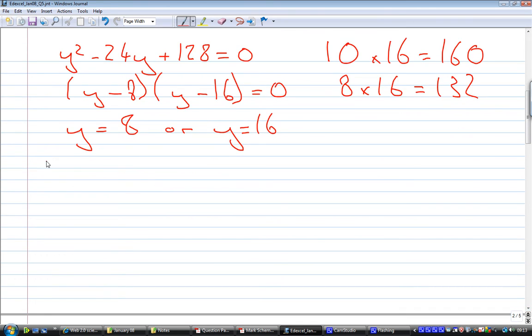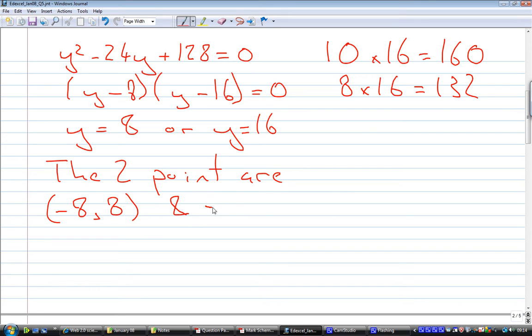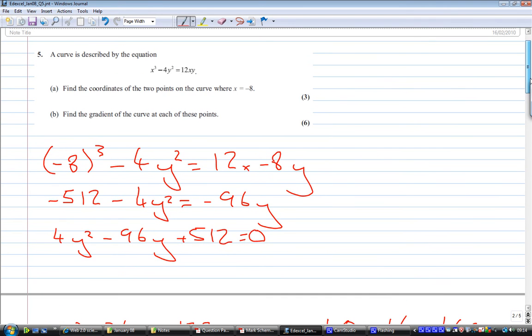So now we're going to find what the 2 points are. The 2 points are, x is -8 in both cases. We've got (-8, 8) and (-8, 16). So that's the first part of the question done. Now for the second part we're going to have to differentiate that equation. So let's scroll back up and find out what it is.